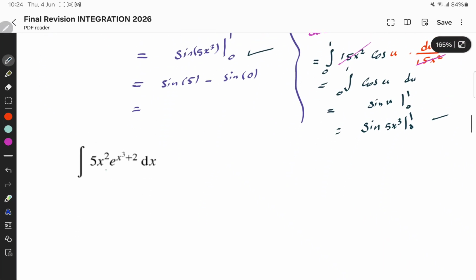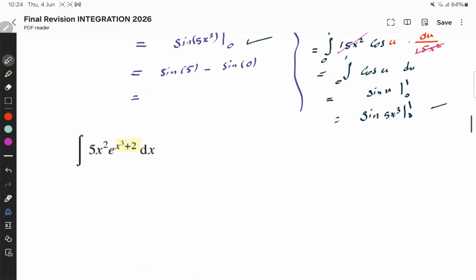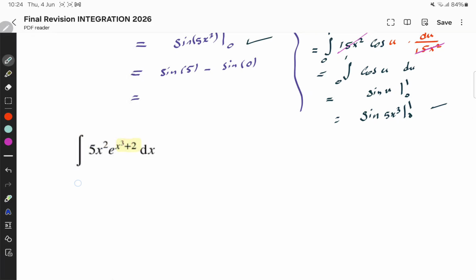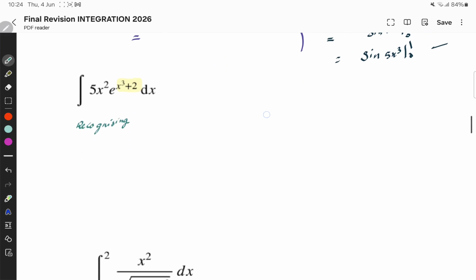Also here, I have multiplication, product rule. One of them is e, but the function here is not standard, so we can use substitution and we can check if you can use recognizing or not. So let's check first recognizing. The function f of x here is given as x cubed plus 2. So f prime x is equal to 3x squared. So since you have x squared here and x squared here, you can use recognizing.